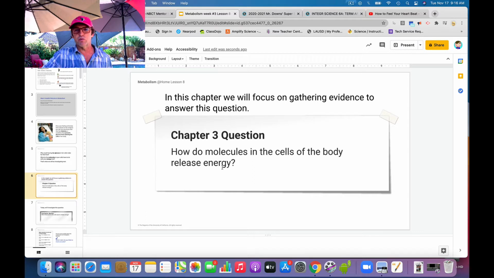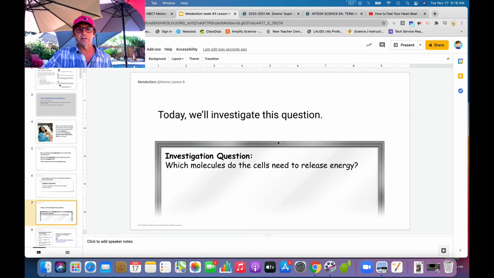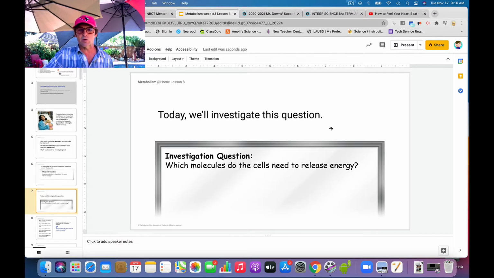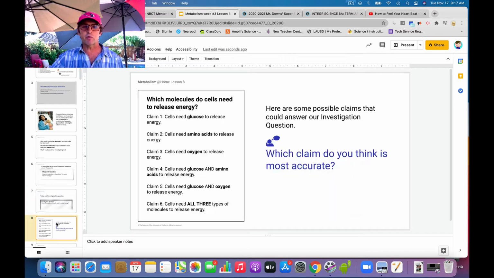In this chapter, we will focus on gathering evidence to answer this question: how do molecules in the cells of the body release energy? Today, we will investigate this question: which molecules do the cells need to release energy? So before we start, let's do a little guessing game, a little hypothesis. A hypothesis is kind of like a guess, but it's more of an educated guess.